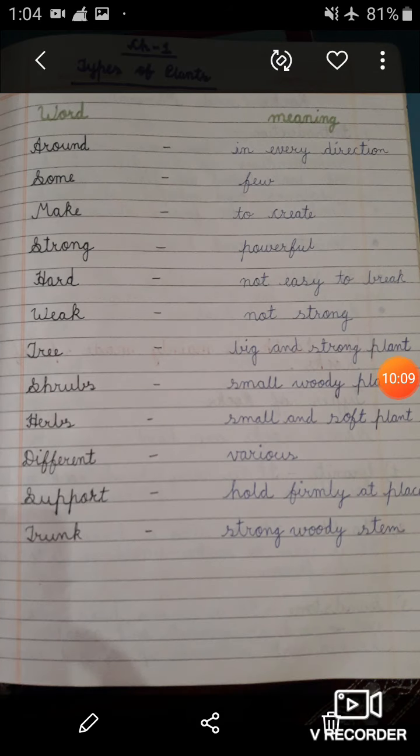Now students, let's discuss word meanings from this chapter. The first one is around. So the meaning of around is in every direction. The next one, some. So meaning of some is few. Next one is make. Make means to create. The next, strong. Strong means powerful. Hard. Hard means not easy to break.